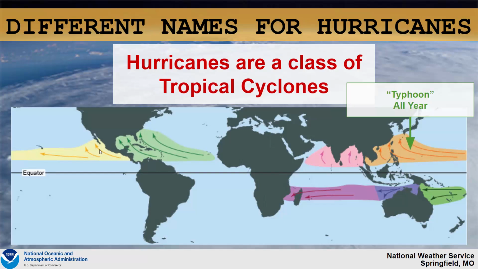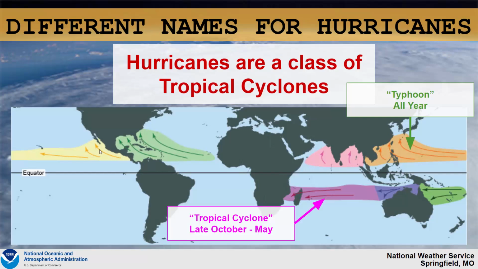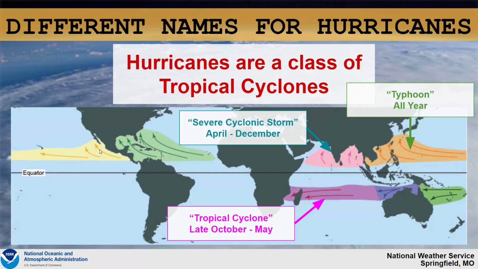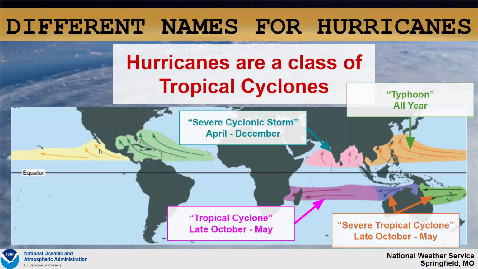Storms that form in the northwestern Pacific are called typhoons, and they can form all year long. Tropical cyclones that form in the southern Indian Ocean are called, well, tropical cyclones, and these are more likely to form in late October through May. Storms that form in the northern Indian Ocean are called severe cyclonic storms and are most likely to develop from April to December. Those that form in the southwestern Pacific and eastern Indian Oceans are called severe tropical cyclones. These generally occur in late October through May.